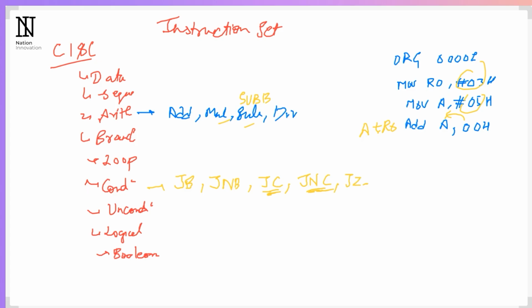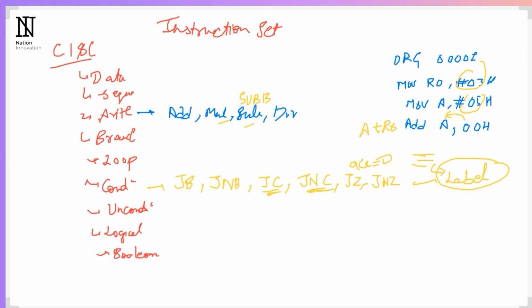Similarly, we have jump if zero and jump if not zero. So if the accumulator value is 0, jump if zero is executed. These instructions are basically used to tell the code to jump to some label. Some predefined label is there in the code. A jump instruction takes the pointer from its normal execution to that label. And there are two types of jump instructions: one is call and one is jump.